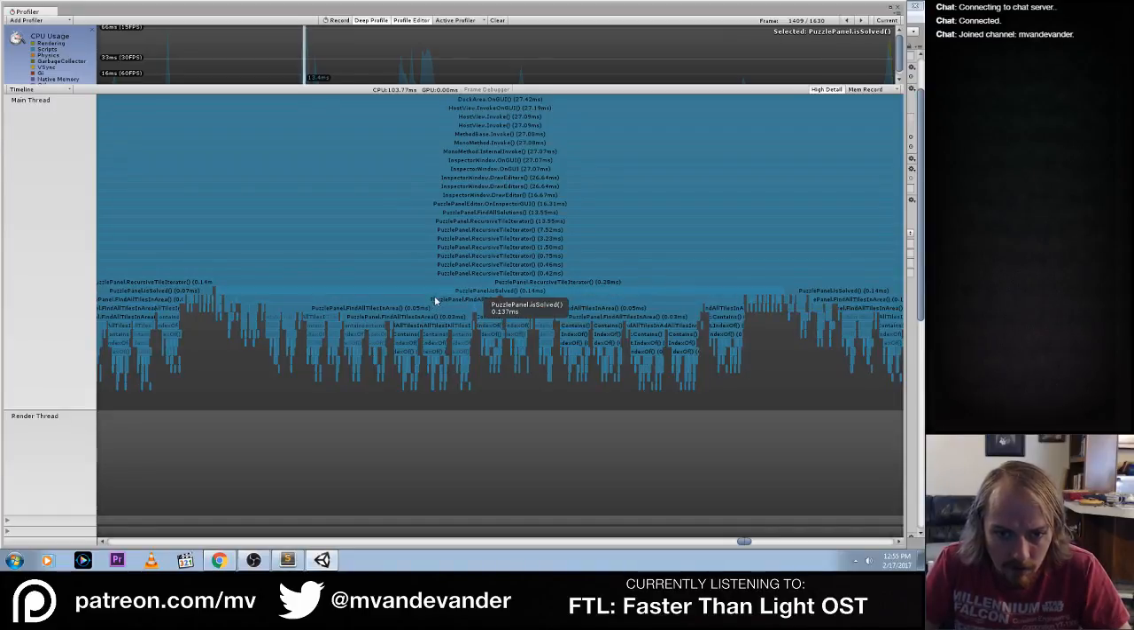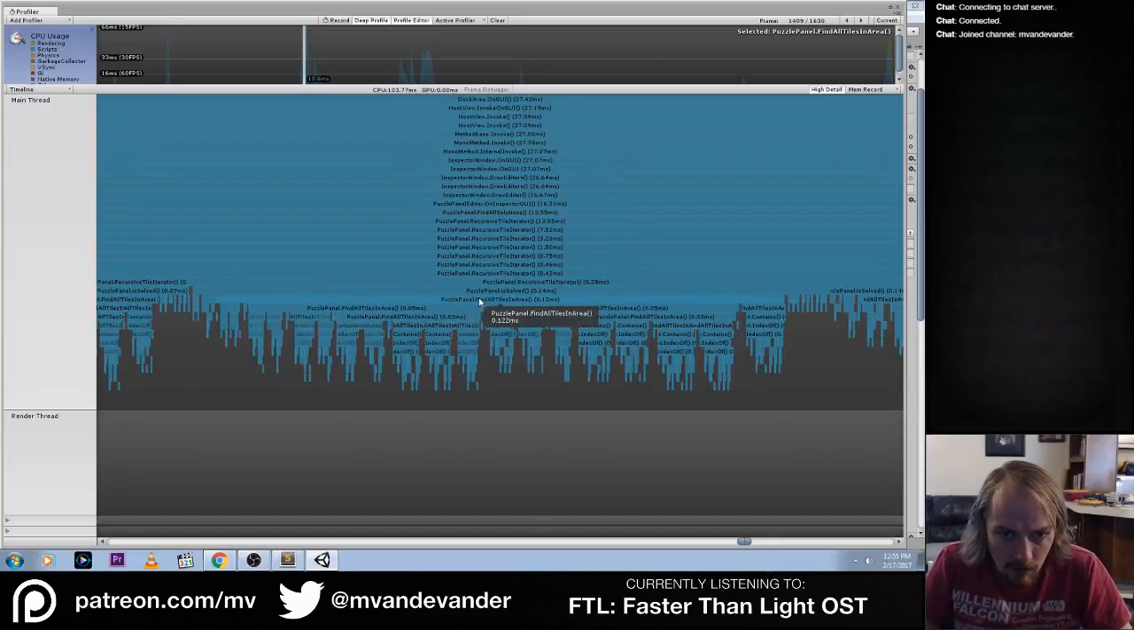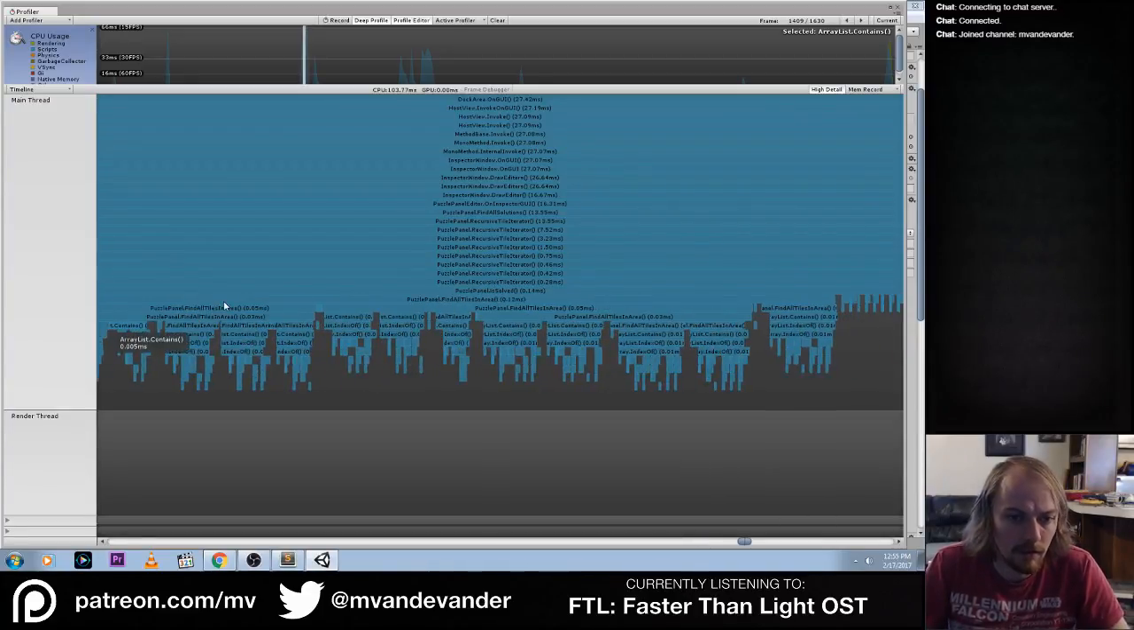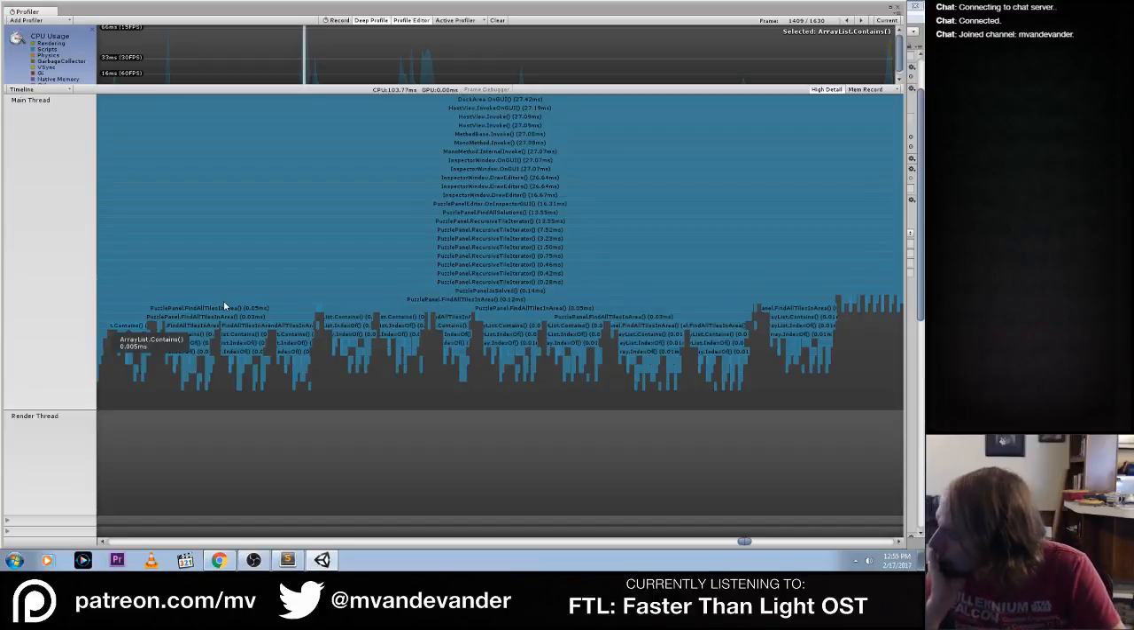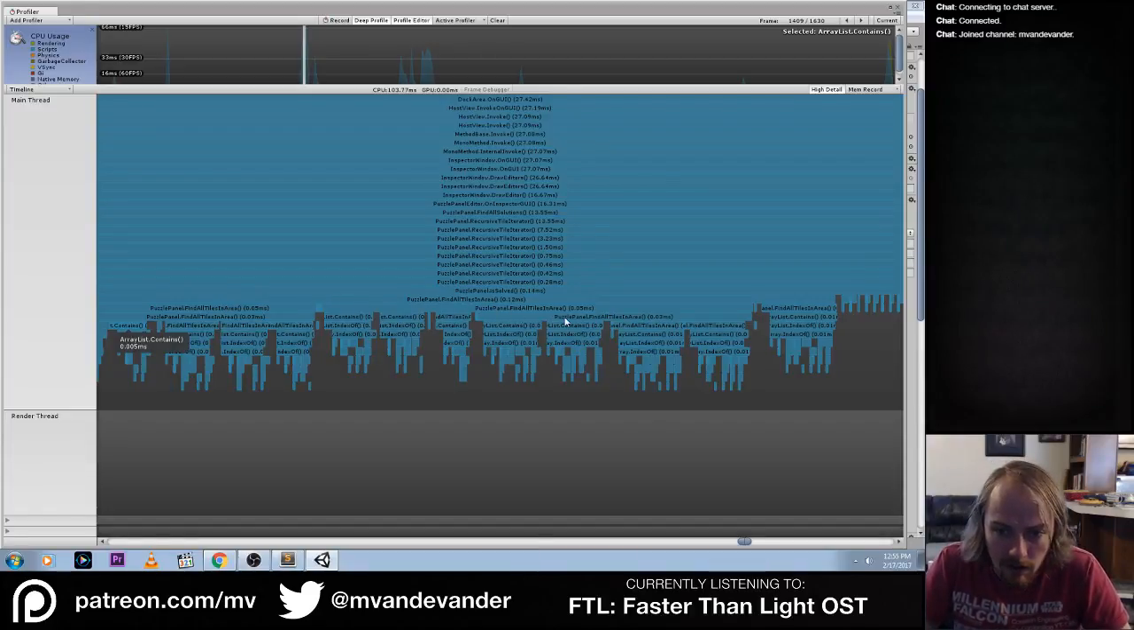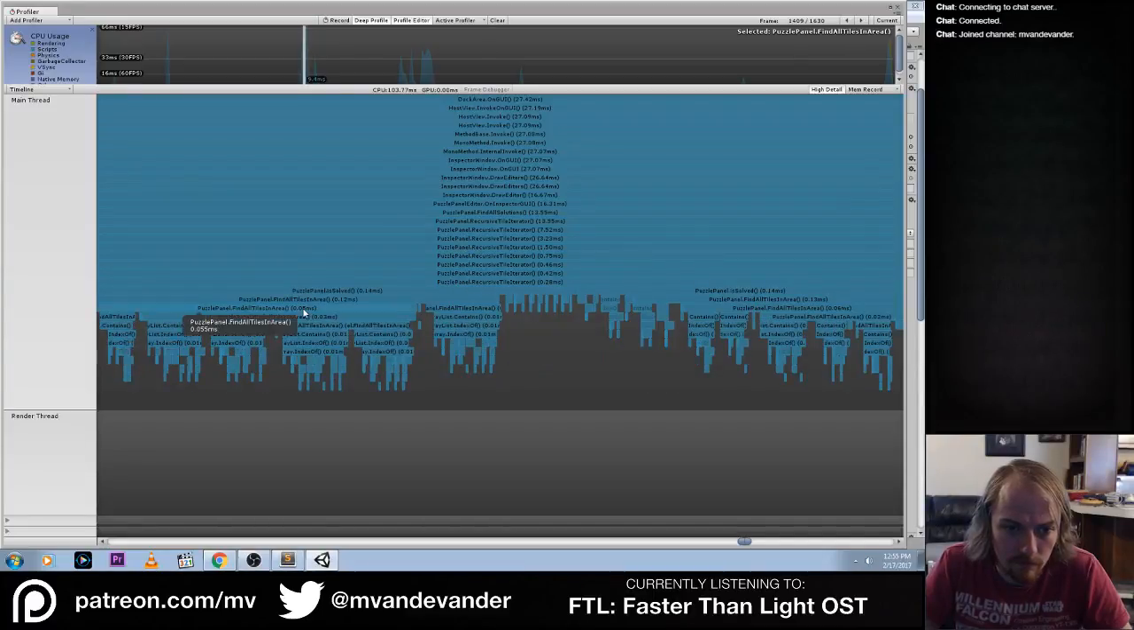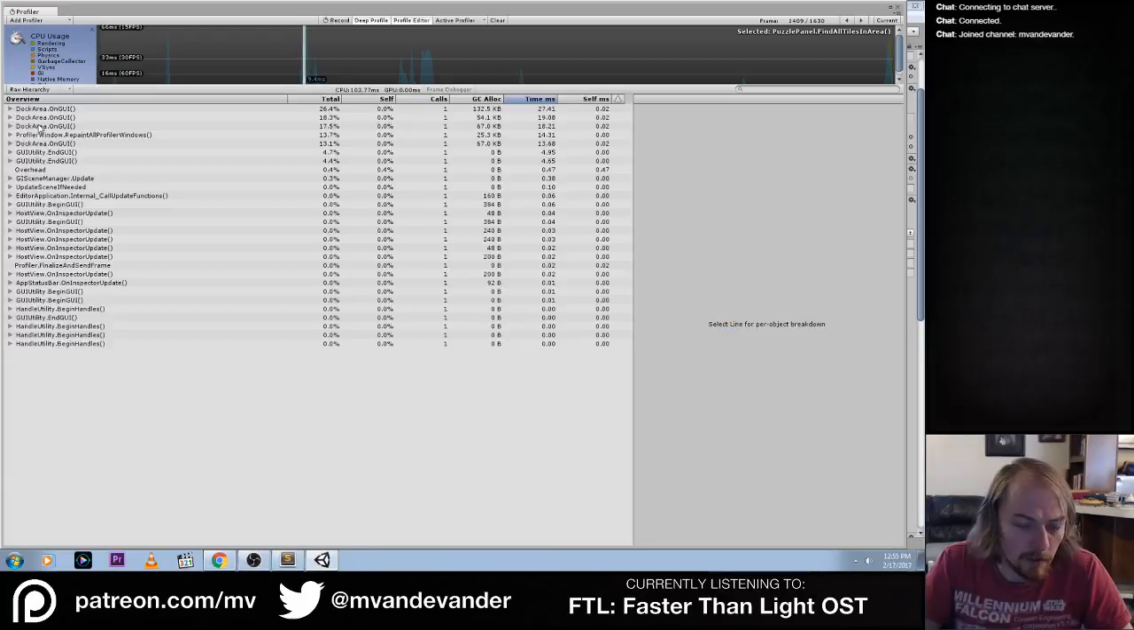Definitely is solved takes time, and mostly find tiles in area takes time. Find tiles in area is also recursive though, so it looks like I'm spending a lot of time on array list contains. Kind of surprised that I'm spending that much time on array list contains, but anyway, let's look at the hierarchy again.